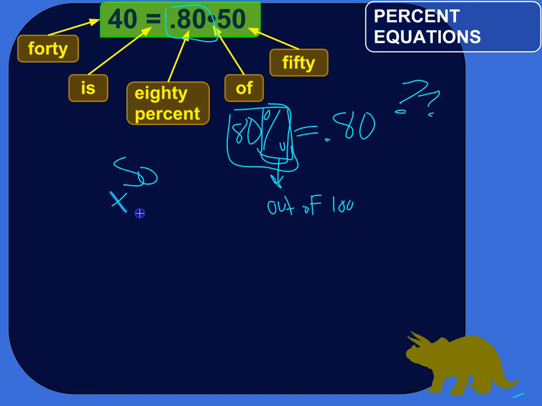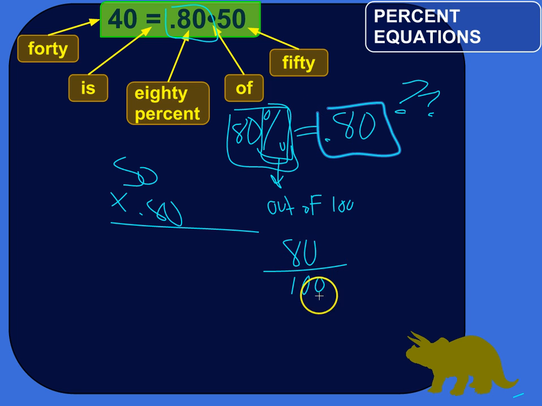50 times 0.80, right? So you can turn this, so this means 80 out of 100. So you can write that 80 out of 100 like that. But probably the simplest way to deal with it is to convert it into its decimal equivalent. So 80 divided by 100 is 0.80.